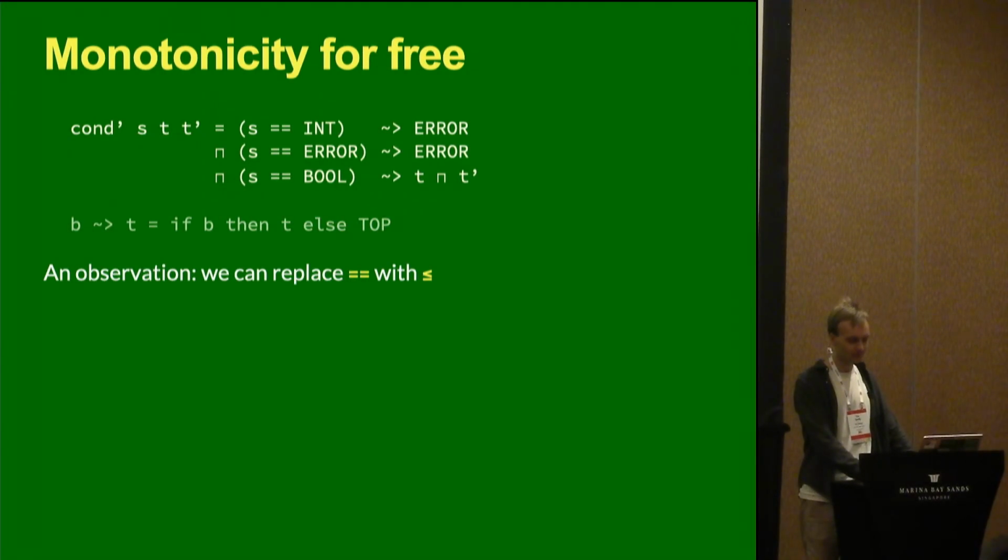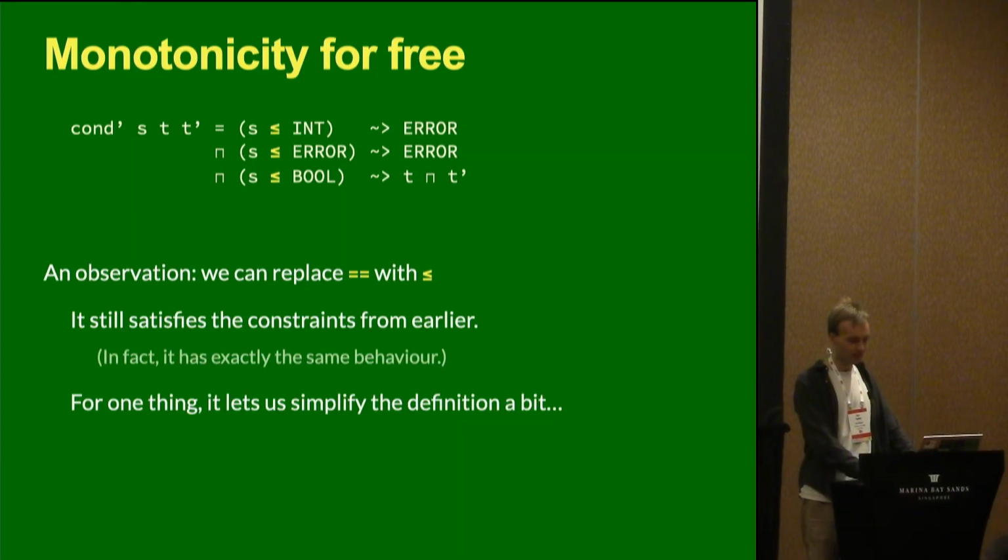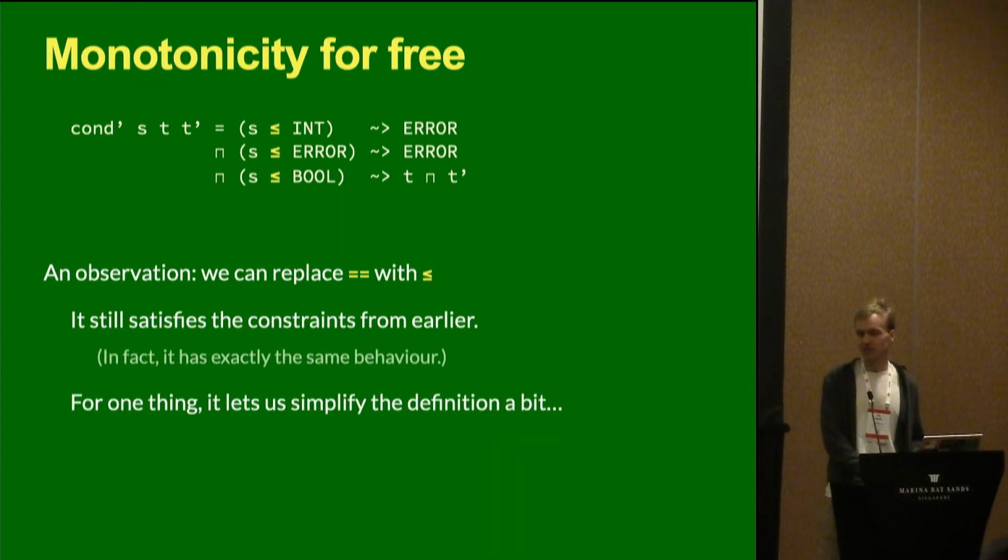So here is an observation. We can actually replace this double equals here with a less than. Why can we do this? Well, it still satisfies the same constraints. The reason is maybe subtle. It's not totally obvious in this presentation. It comes from the fact that we're assuming the monotonicity of con prime. Don't worry, that's actually not a circular argument, I promise.